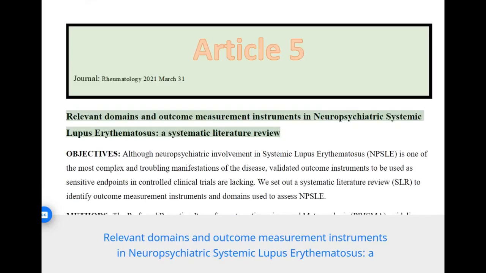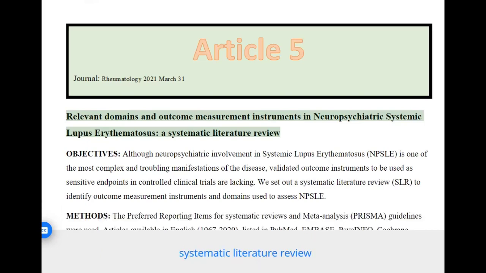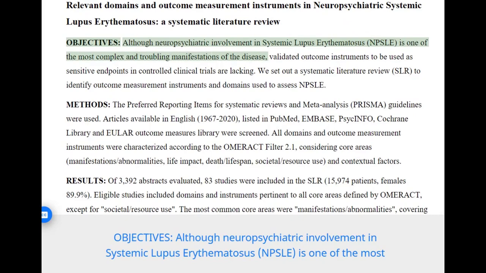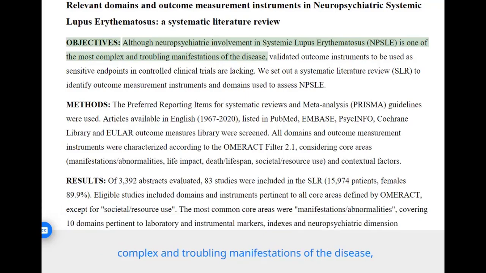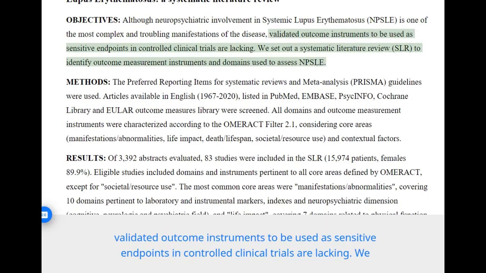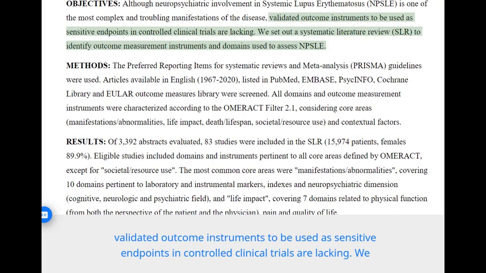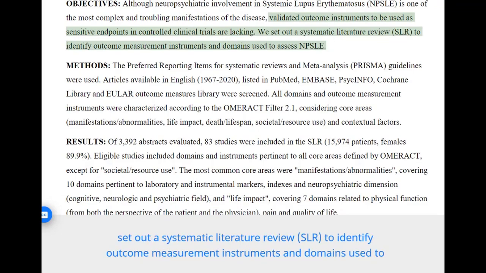Relevant domains and outcome measurement instruments in neuropsychiatric systemic lupus erythematosus, a systematic literature review. Objectives: although neuropsychiatric involvement in systemic lupus erythematosus, NSLE, is one of the most complex and troubling manifestations of the disease, validated outcome instruments to be used as sensitive endpoints in controlled clinical trials are lacking. We set out a systematic literature review, SLR, to identify outcome measurement instruments and domains used to assess NSLE.